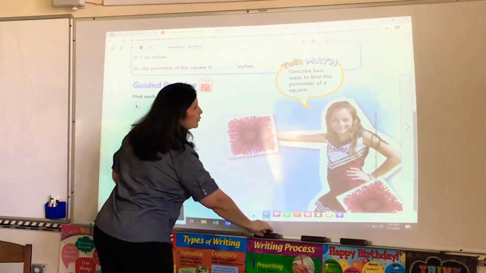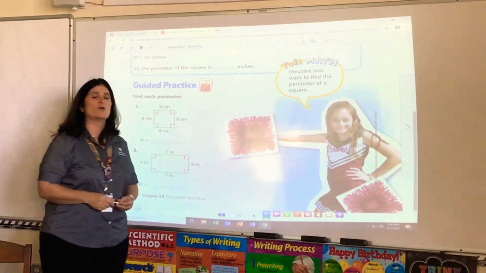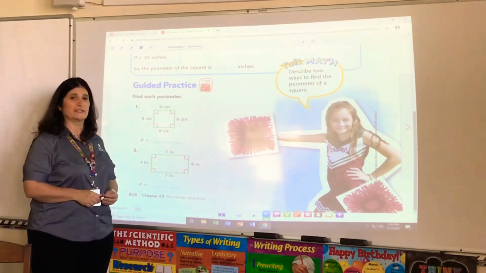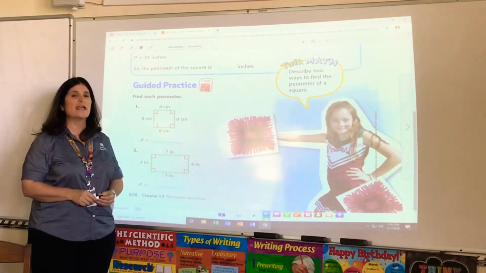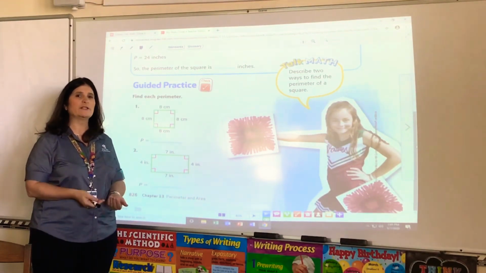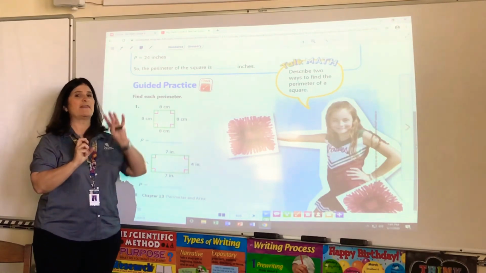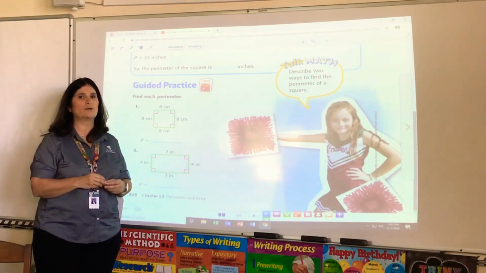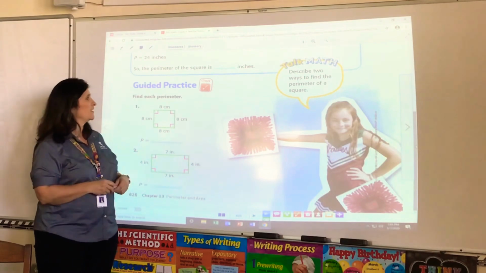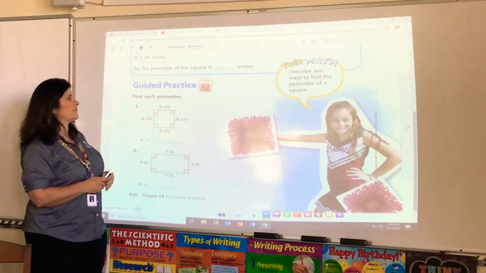Now, one thing that I always suggest when you're working with formulas and perimeters is to write down the formula you want to use, because then you just extract the variable and put in the number you want to use, and you won't make a silly mistake by rushing through it and missing a step. So we have here, find each perimeter.